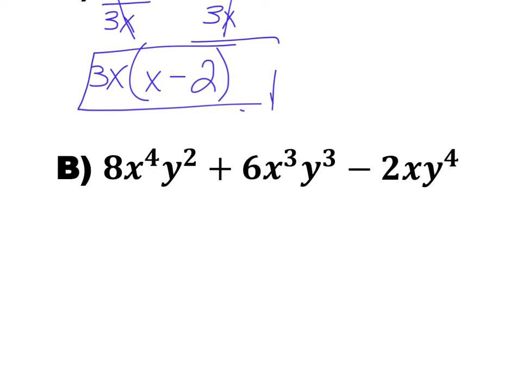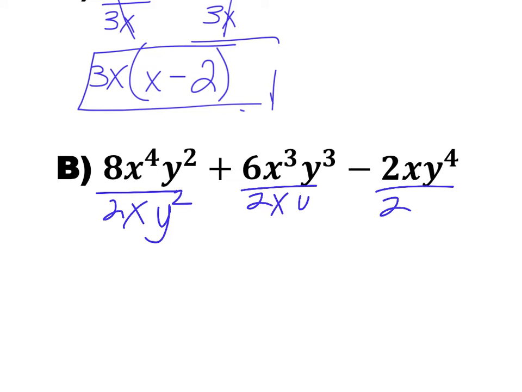Look at this next one. It's long. It's got a lot of stuff in it. Who cares? What's the biggest number? What number can I take out of 8, 6, and 2? Okay, they all have at least 1, 2. I agree. Do you guys see any letters that they all have in common? X and Y. Good. How many X's can I take out? Only 1. How come? Because the last one has 1. Good. How many Y's can I take out? 2, because the smallest number is 2. Very good.